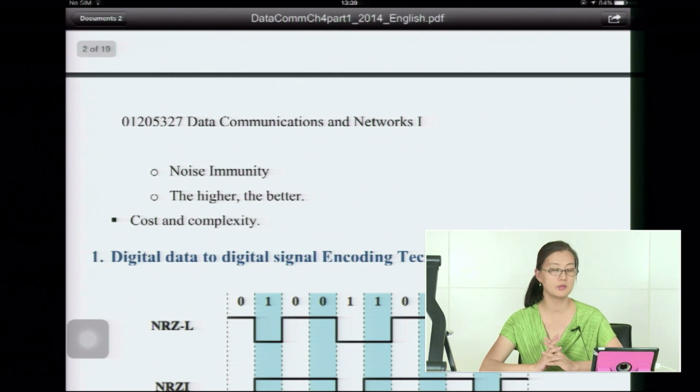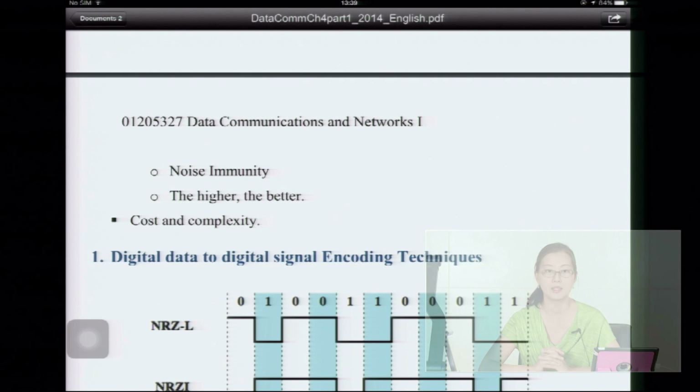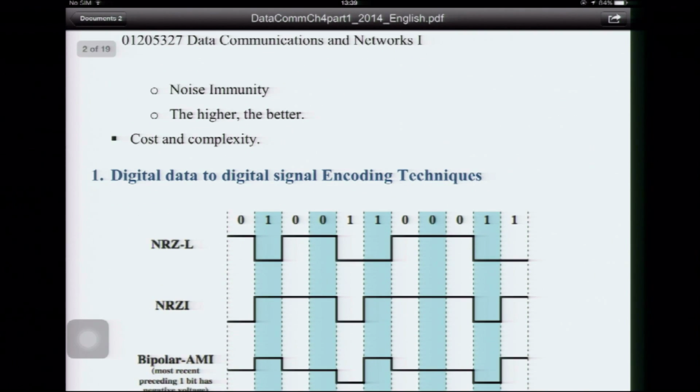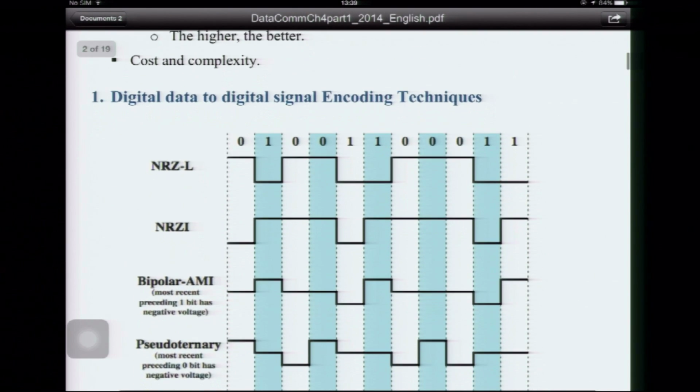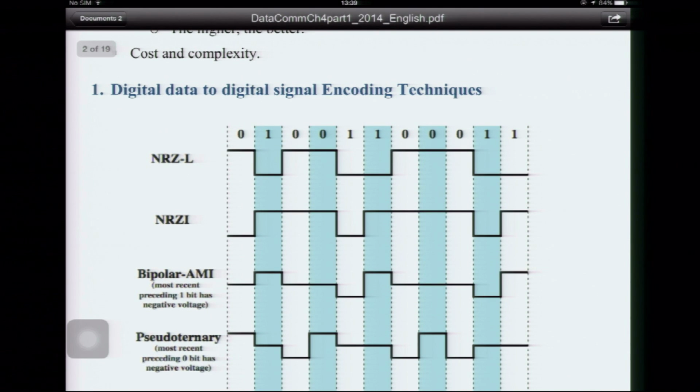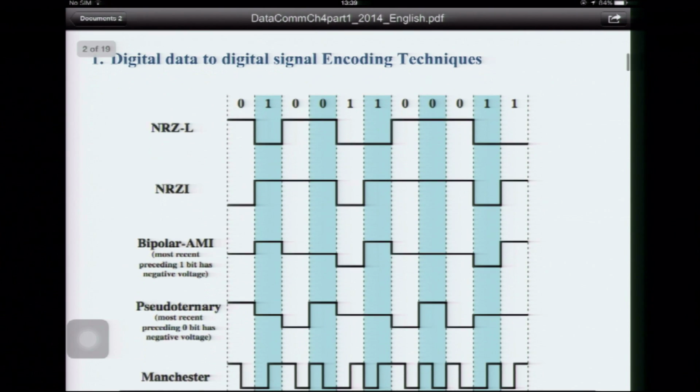The noise immunity, we want it to be high. The higher, the better. And the cost and the complexity usually go together. If it's good, usually it's complex and it costs more. So sometimes you have to trade off between the easy techniques and the more complicated techniques, with the cost that you have to pay.